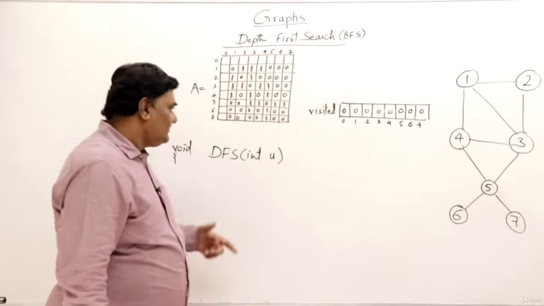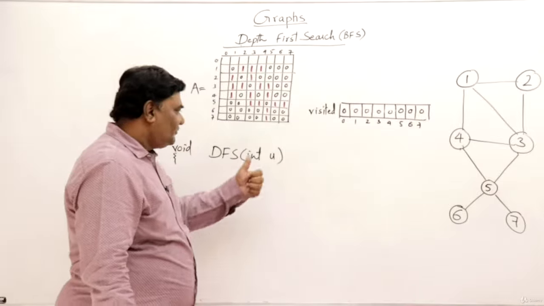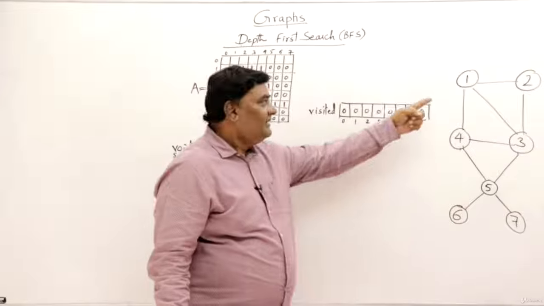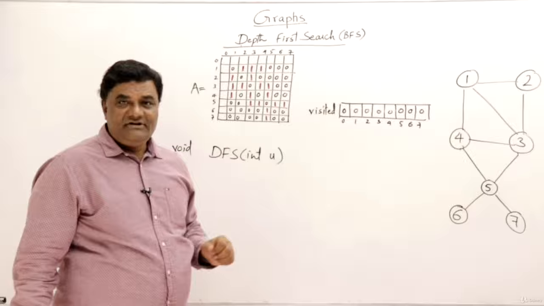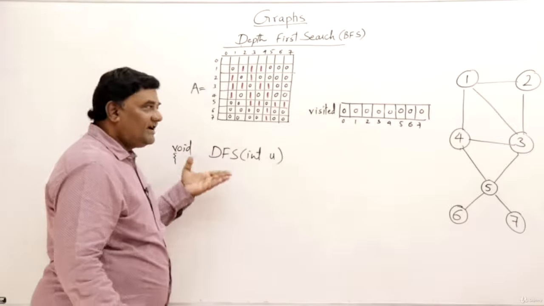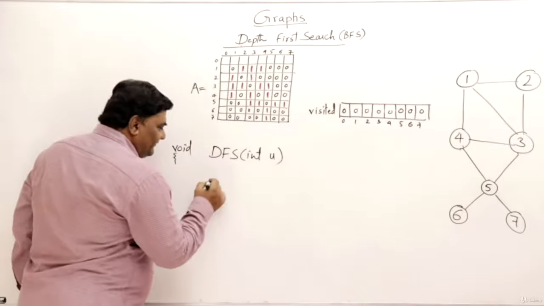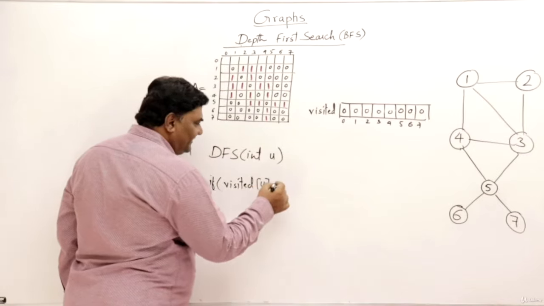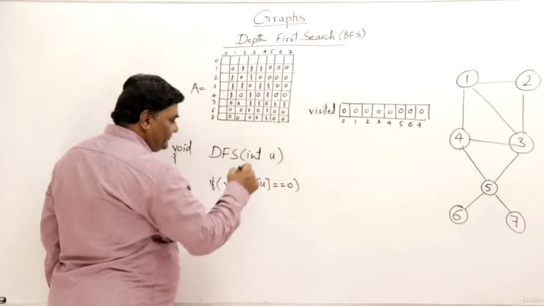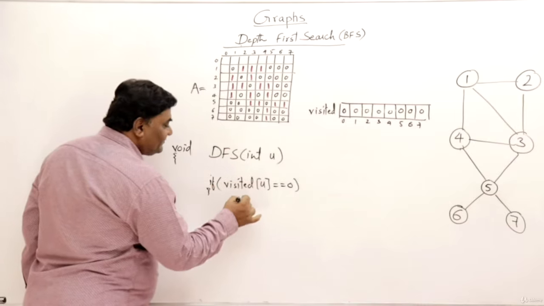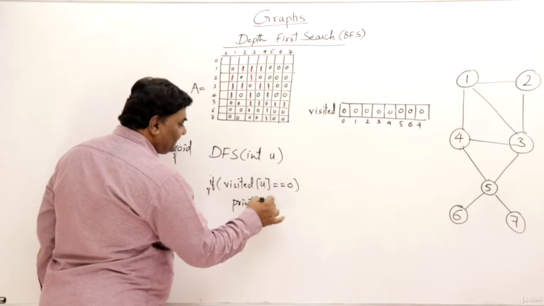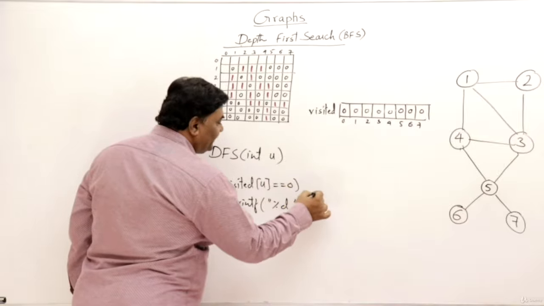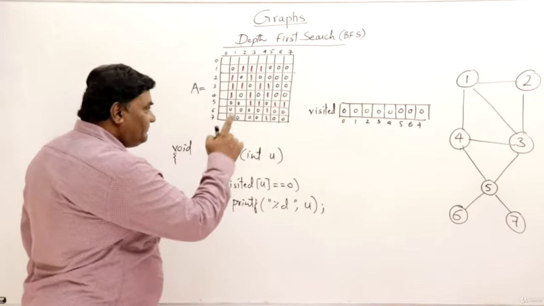Then what is the procedure? This is depth first search. Suppose a vertex u is passed, meaning the starting vertex. Starting vertex can be anything, let us say 1. If the starting vertex is 1, then what do I have to do? First of all, check whether that vertex is visited or not. If visited of that vertex is equal to 0, meaning it is not visited, then visit it. So before visiting, print that vertex. Print %d vertex u. This is printed.